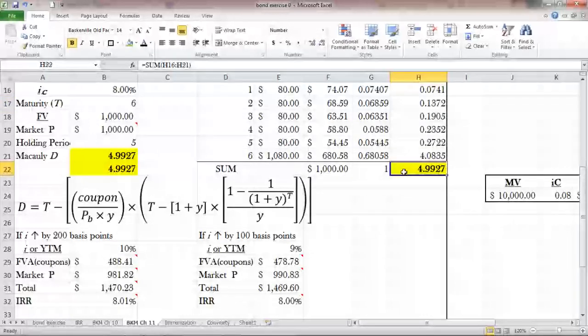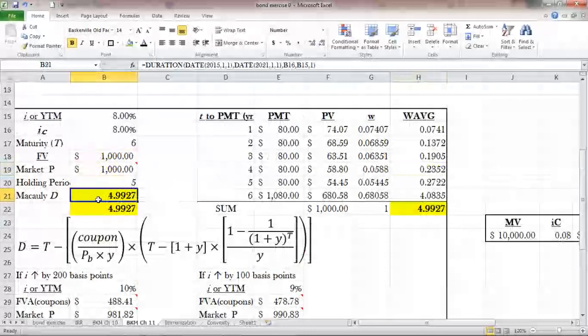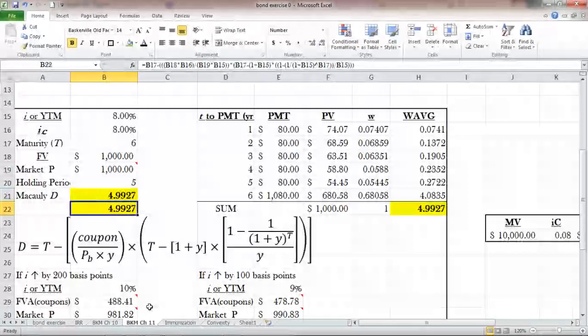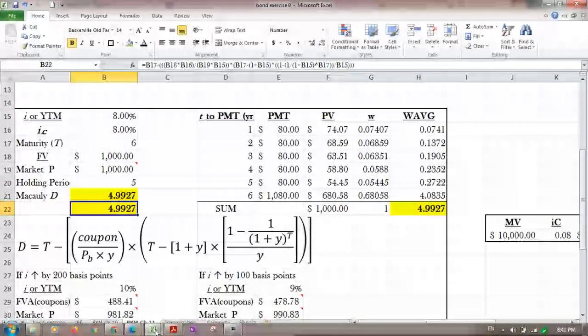Okay, does that make sense? I found the duration by that weighted average method. Also found duration by Macaulay duration. And I found it also by this formula. All come to the same conclusion. Okay. Alrighty. Any questions so far? Any questions?